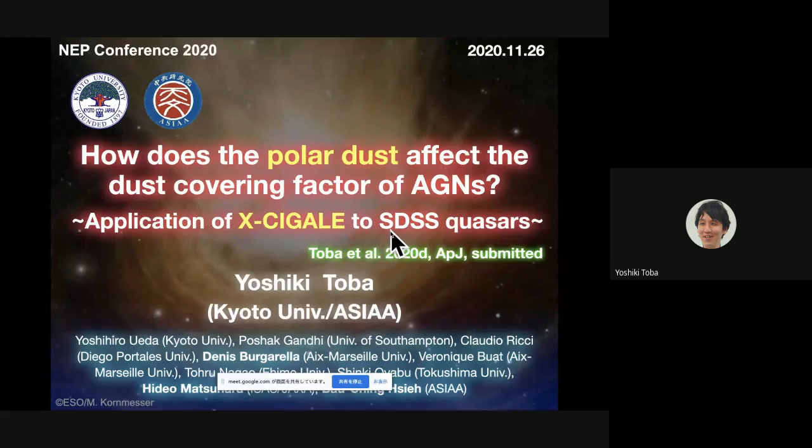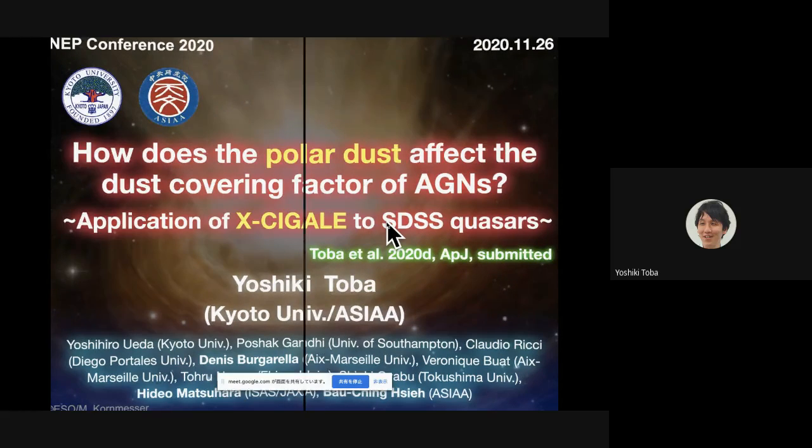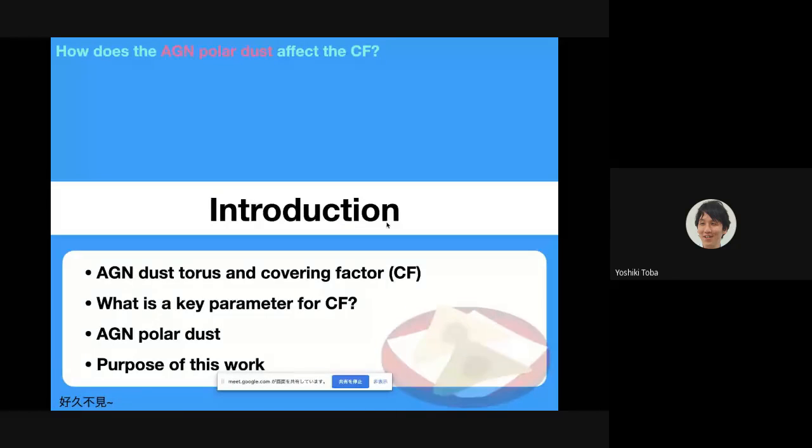So as Dennis just mentioned, X-CIGALE newly implements a clumpy torus model and polar dust model, which enable us to constrain polar dust emission based on the SED decomposition technique. So let's get started. So here I'll tell you about the following 4 topics.